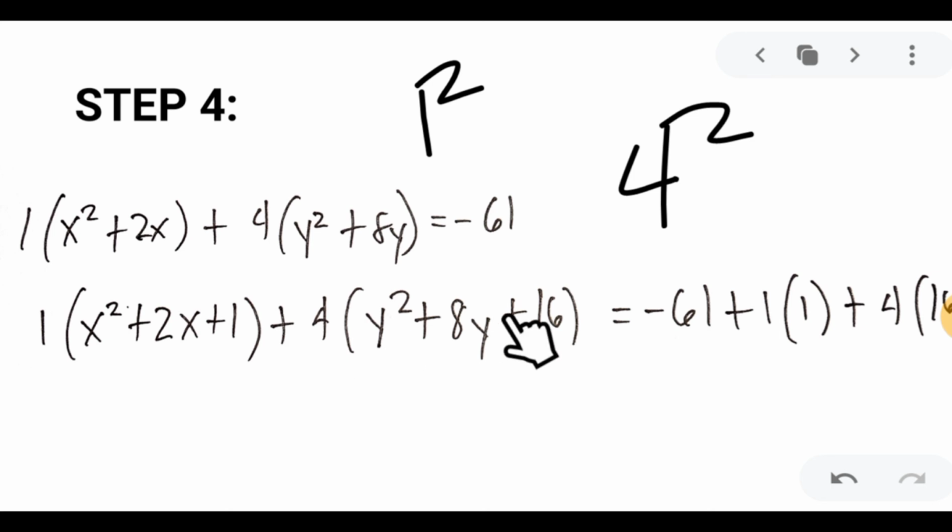So whatever you added here, you will also add here on the side. So that is negative 61 plus the common factor of the x group, which is 1, multiplied to the last term of the trinomial, which is 1, plus the common factor of the y group, which is 4, and then multiply to the 16 here, which is the last term of the trinomial.